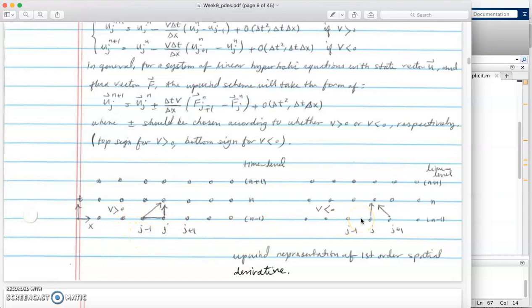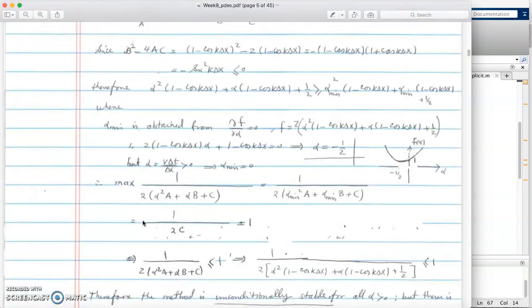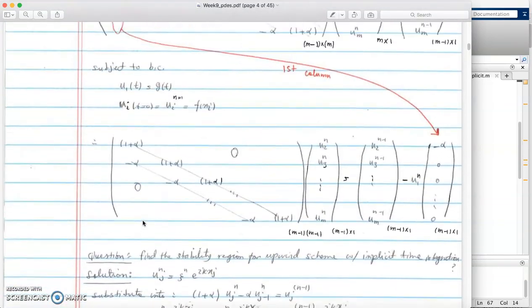So the rule of thumb: we always go in the opposite direction of the v. So if v is from right to left, if you're sitting here, you have to use j plus 1. If you're sitting here and the velocity is positive, you have to use j minus 1. Alright, so we're going to go back to our matrix and see how we can implement that in MATLAB.